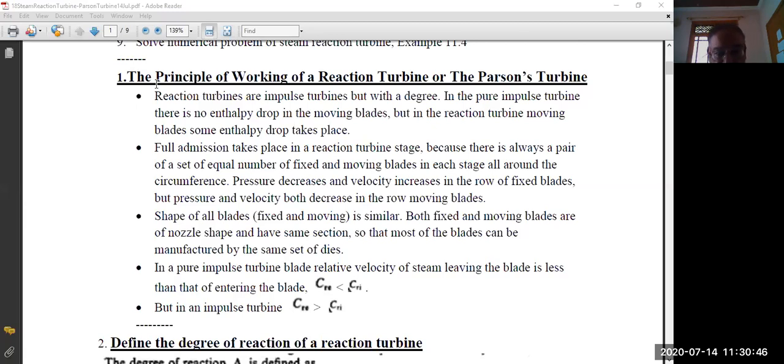Now, full admission takes place in the reaction turbine stage because there's always a pair, a set of equal number of fixed and moving blades in each stage.